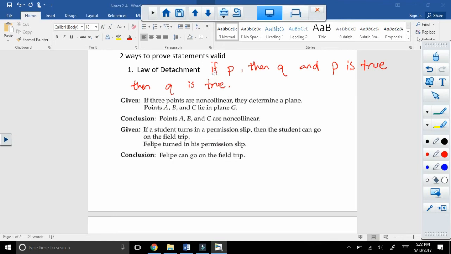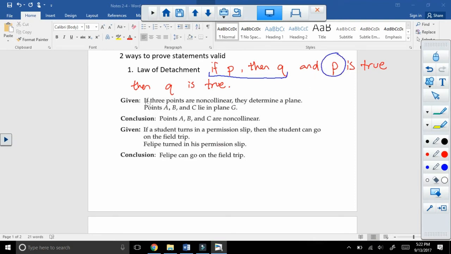So if I tell you, for example, if today is Tuesday, then I'll work at the Hive, and you know that today is Tuesday, the conclusion you can make is then I'll work at the Hive. Looking at these other examples here, you need to make sure that when you follow the law of detachment, you have the conclusion part being true.